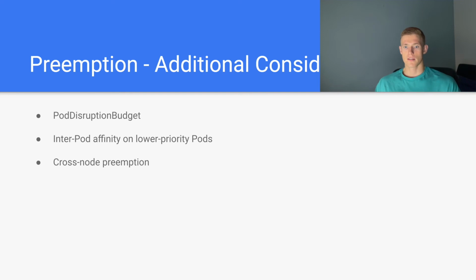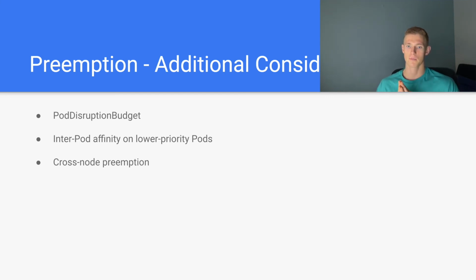Then there is cross-node preemption. So we may have a scenario where we are trying to deploy a pod, and the only way that we can deploy the pod is if a pod on another node is evicted. And this may be the case if we have set up cross-zone affinity, or if we have set up topology spread constraints. And I've talked about topology spread constraints in a prior video.